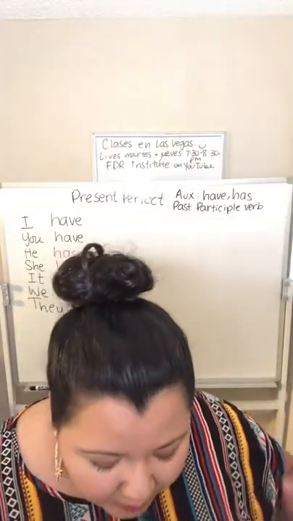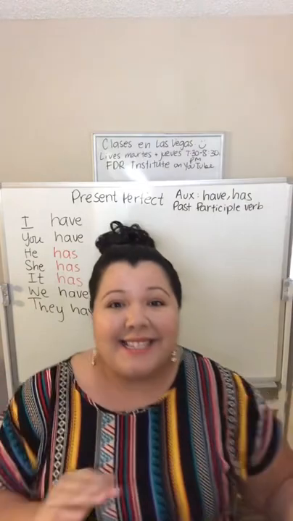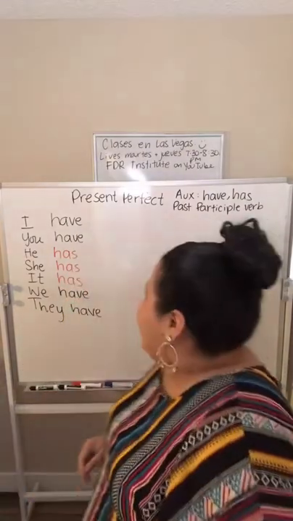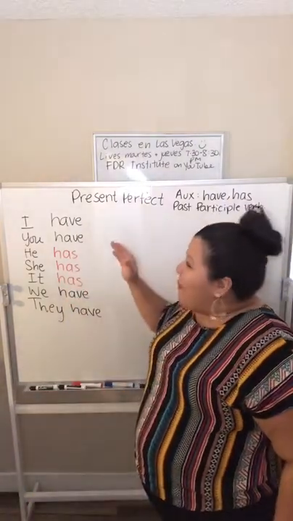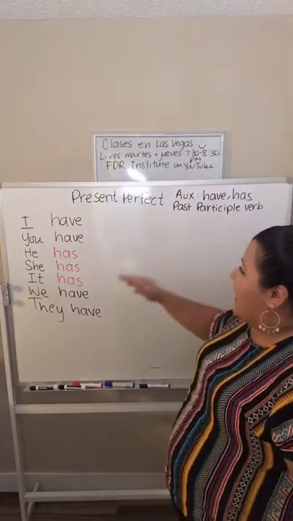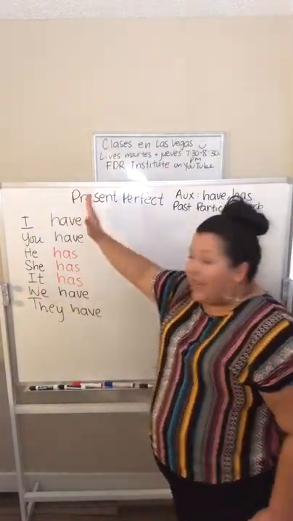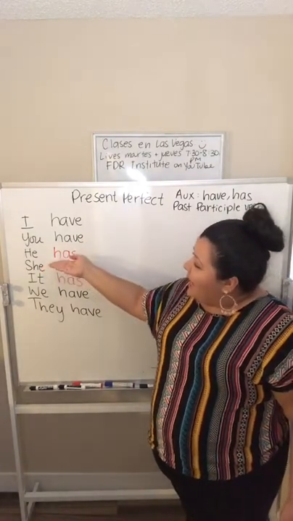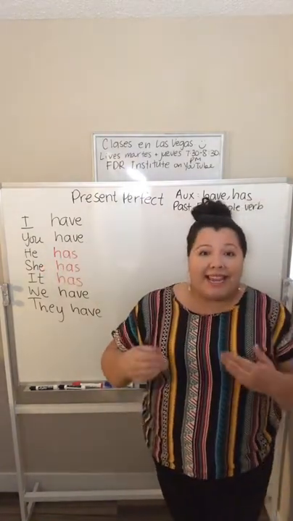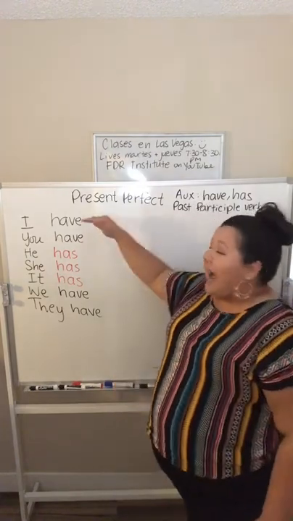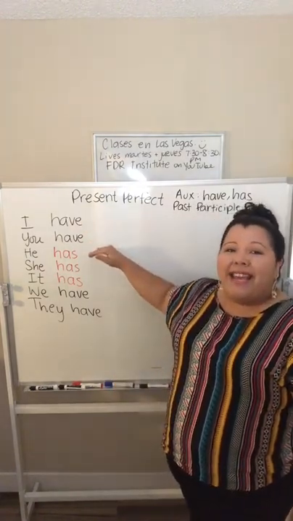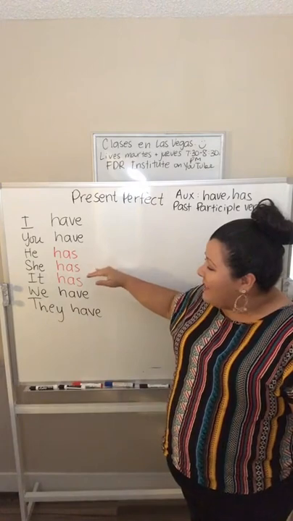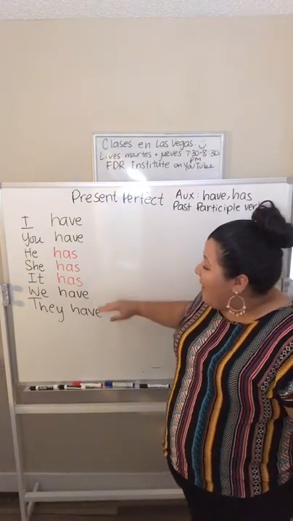We just started. We're studying the present perfect tense today. And let's get started. Okay, en este tiempo tenemos una estructura así. Sujeto, auxiliar, have o has. Puse en rojo el has. Utilizamos has para la tercera persona singular. He, she, it. So I have, you have, he has, she has, it has, we have, they have.